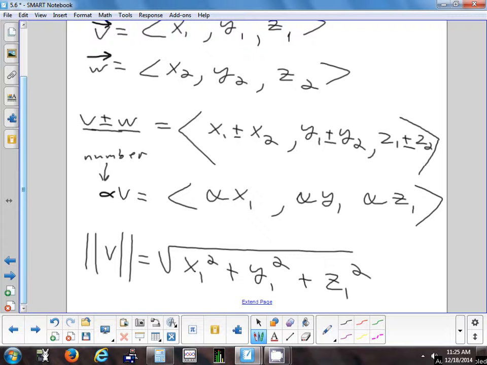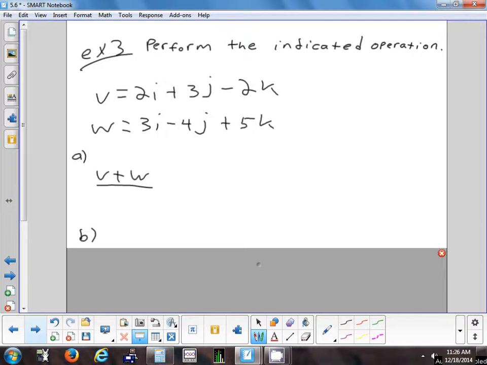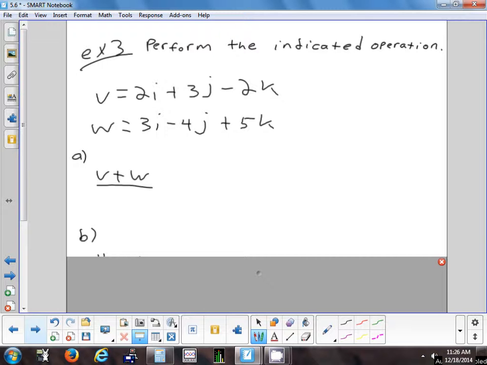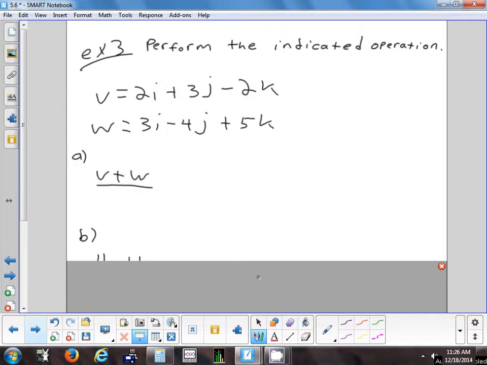Okay, let's try that. All right, so vector v is 2i plus 3j minus 2k. Vector w is 3i minus 4j plus 5k. And the first thing they want is to add them together. Find v plus w. So the way you add them is just combine. It's almost like combining like terms. Combine your i components, combine your j's, combine your k's.